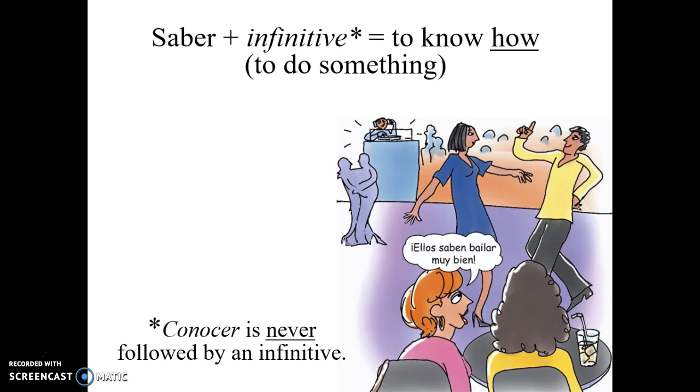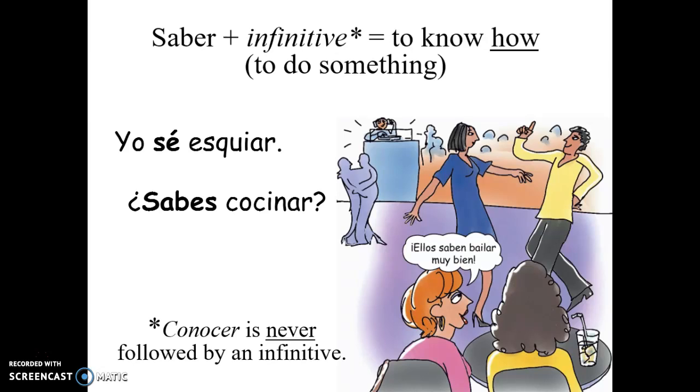Another way we can use saber is to refer to how to do something. So to form this, we would use saber plus the infinitive form of a verb in order to say how to know how to do something. So look at the first sentence. Yo sé esquiar. I know how to ski. How is implied. You don't need a word for how, it's implied. Yo sé esquiar. I know how to ski. ¿Sabes cocinar? Do you know how to cook?